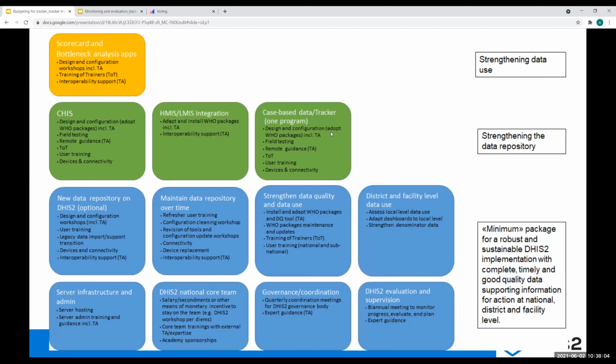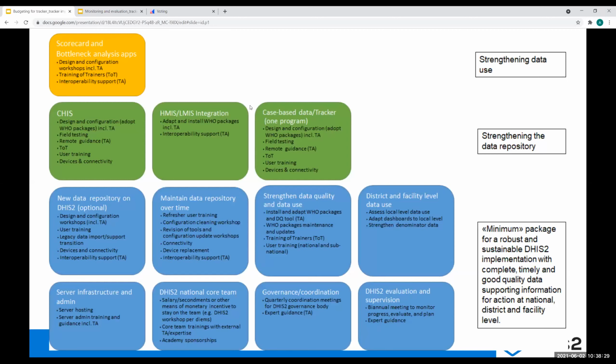But funding tracker differs from funding aggregate data collection and use. However, it also relies on the basic funding needed for reporting aggregate data. In other words, if the basics are not functioning, implementing tracker will be very challenging. So just doing tracker in isolation is more difficult than if you have a well-functioning HMIS system supporting it.